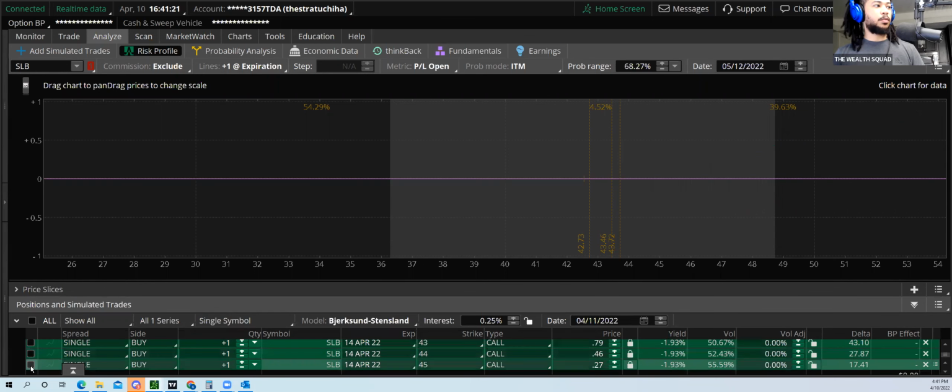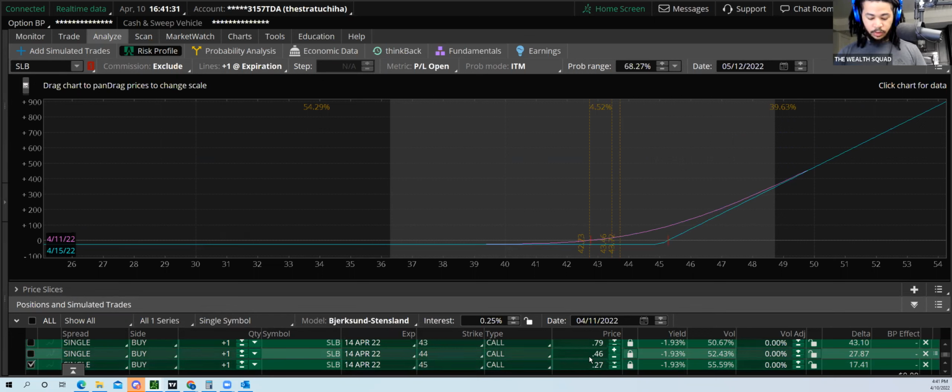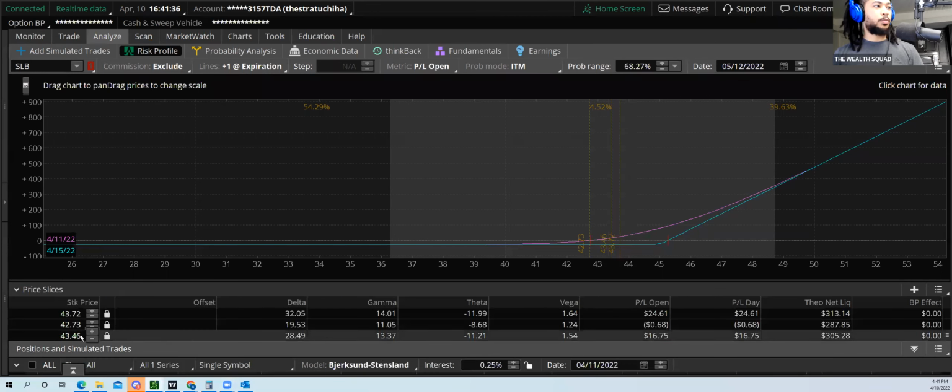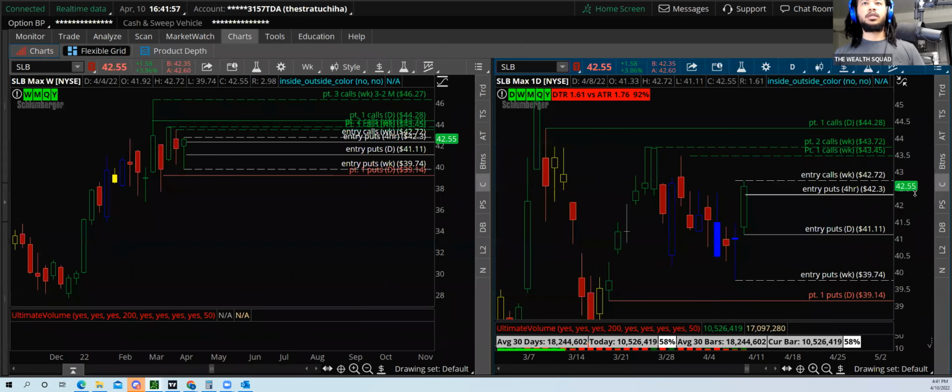And then the last contract, basically. So let me see, 46. All right. In the last contract, if I show the price slices for the 43.46 again right here, the profit on it would be 16.75, and then 24.61 on price target 2.